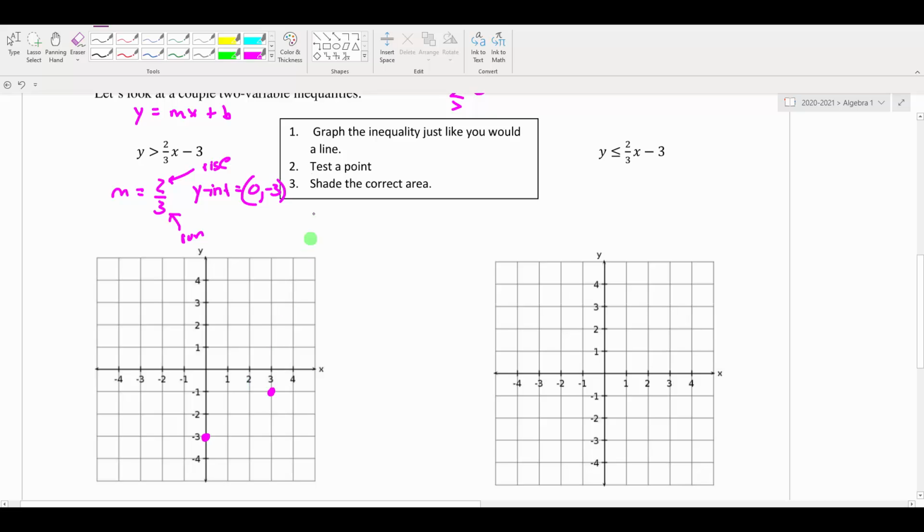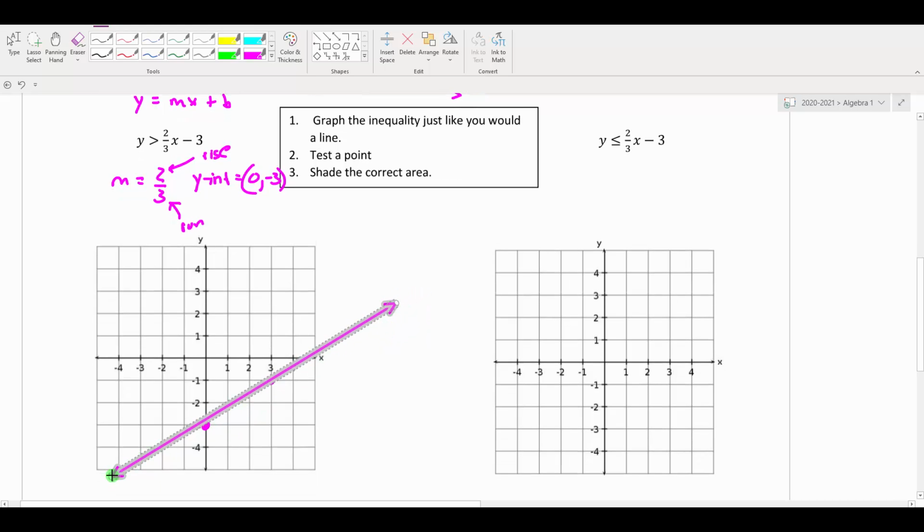Now all I have to do is draw a line through those 2 points. I'm going to do that next. Let's see if I can get this lined up nicely here. So I'm going to get that going. There we go. All right, so there is our line. So we did part 1, it says graph the inequality just like you would a line.